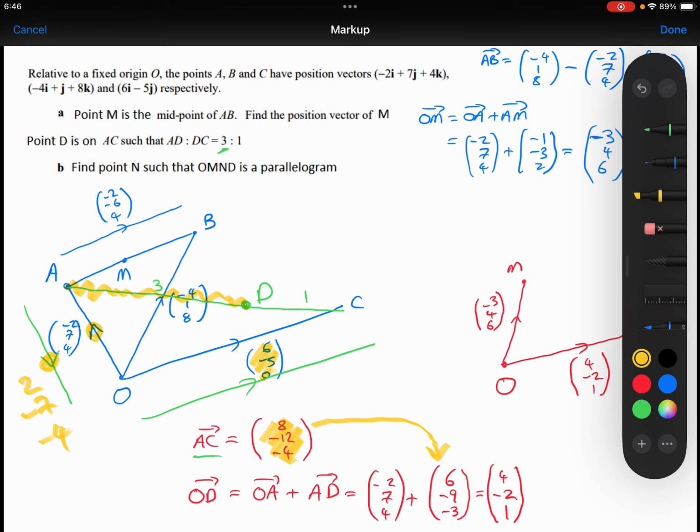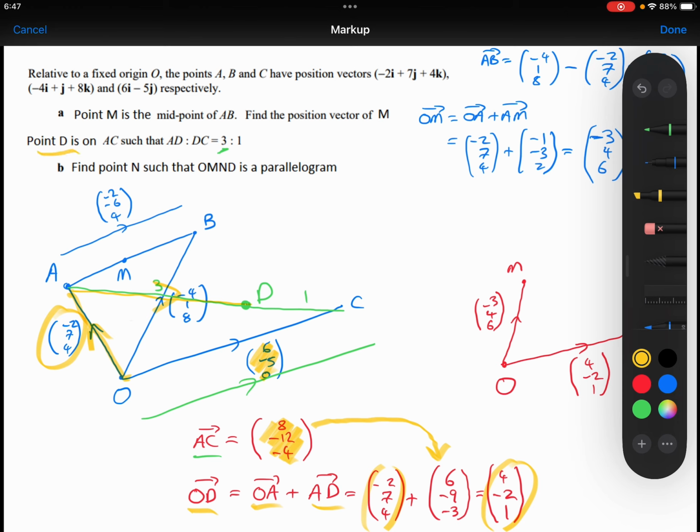And as you can see here, I've worked out the position vector of point D by going O to A. So again, let me just clear my diagram up. So O to A plus A to D. So O to A is (-2, 7, 4). The A to D, that was the 3/4 of the A to C that we just worked out. So adding those together, we get the position vector of point D, which is (4, -2, 1). So we now know where this new point D is.